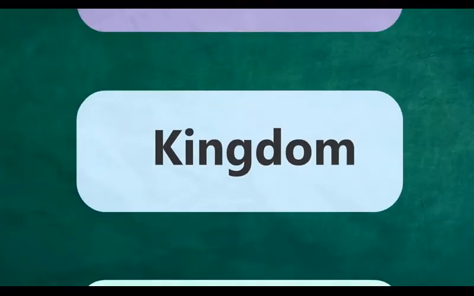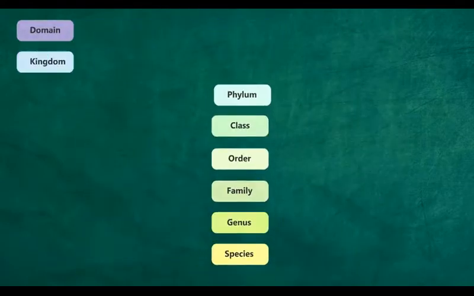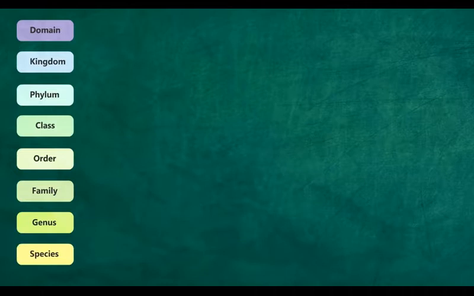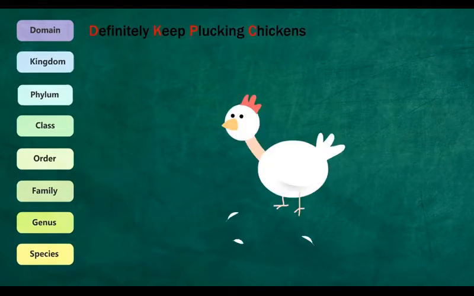Kingdom is the second highest rank below the rank of domain in the sequence of classification. Remember that little rhyme from the Classifying Organisms video? Do keep ponds clean or frogs get sick? Or you might prefer this one. Definitely keep plucking chickens or face getting sacked.